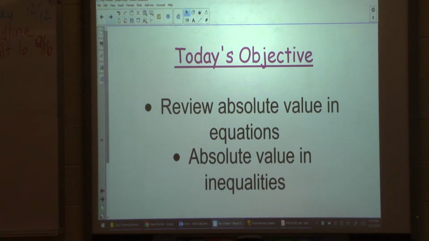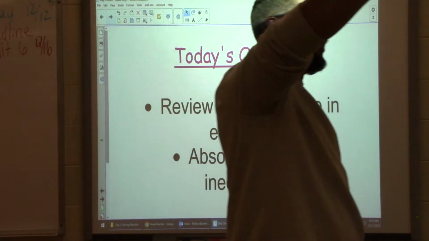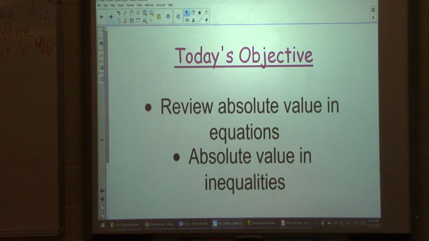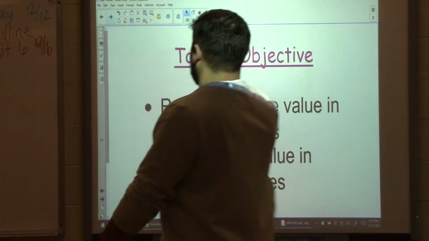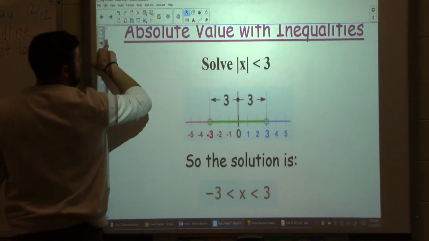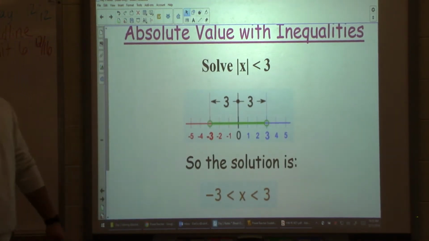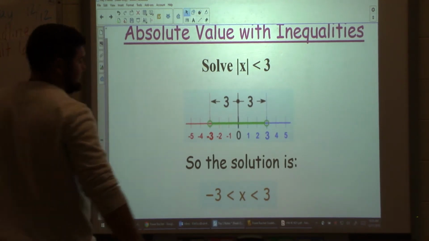Alright, so, guys, yesterday we talked about solving absolute value equations. The day before, we talked about solving inequalities, right? Today we're putting them together. We're doing them both. So, if I asked you to solve the absolute value of x is less than 3, you end up getting a graph that looks something like this.